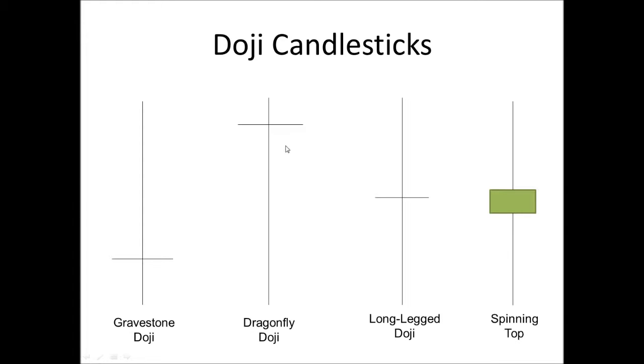Now, doji candlesticks come in a variety and fall under the category of one of these three: a gravestone doji, where the body is at the lower end of the candle; dragonfly doji, where the body is at the upper end of the candle; and then a long-legged doji, where the body is central to the candle.